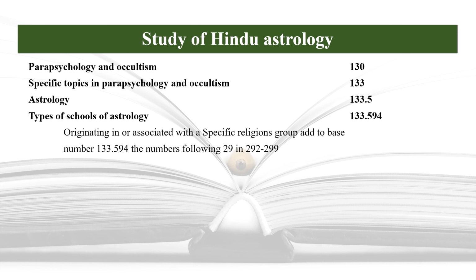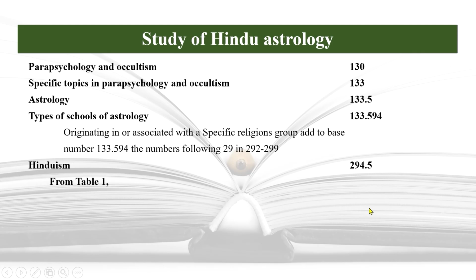133.594, that is the number for types of school of astrology, the number following 29 in 292 to 299. You know that 292 to 299 are different religions other than Christianity. So from there we have to go to the different class of the schedule, that is 29, and there we will get 294.5 for Hinduism. Accordingly, we have to add the number following 29, that is, here we have to add 45 with 133.594, that is types of school for astrology.